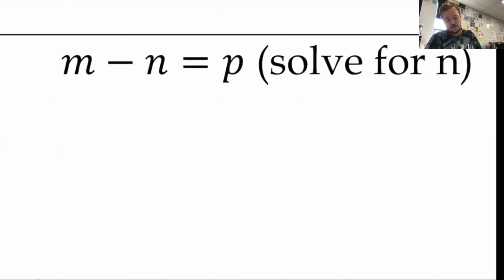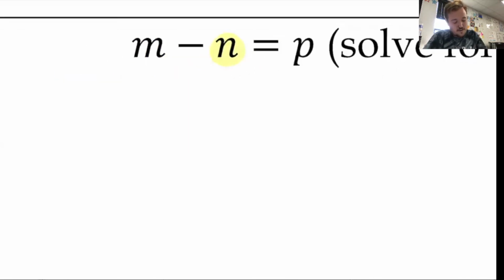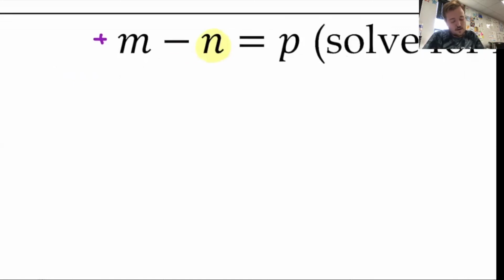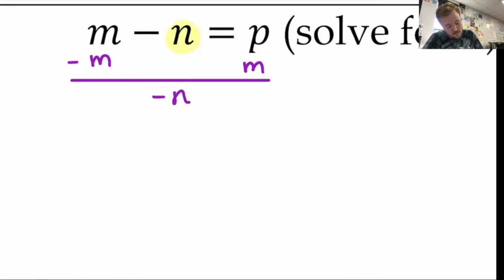All right, so this next one, we want to solve for n. So n is our indicated variable. I need to get rid of this m on this side. There's no sign in front of m, so I'm going to assume it's positive. If there's no sign in front, you assume it's positive. Because it's positive, to get rid of it, I'm going to subtract it on both sides. So I'm going to have negative n equals p minus m.